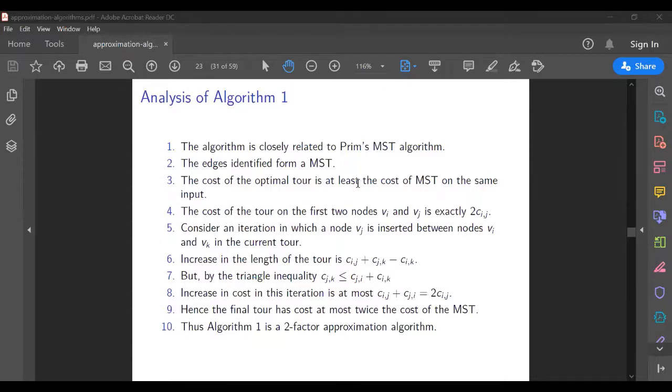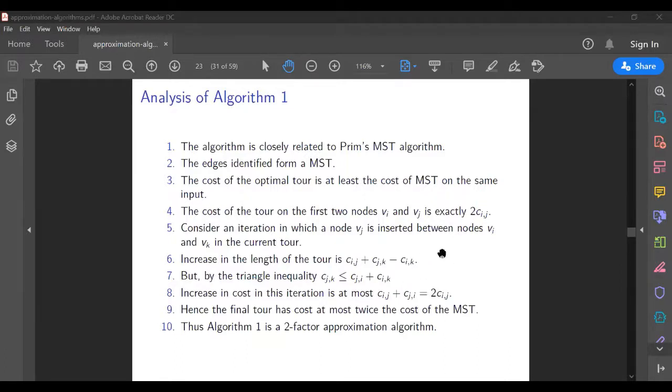So the cost increases in each iteration, and we keep on doing this. Always the final cost is going to be twice the cost of that MST. Thus this algorithm is going to be a two-factor approximation algorithm.